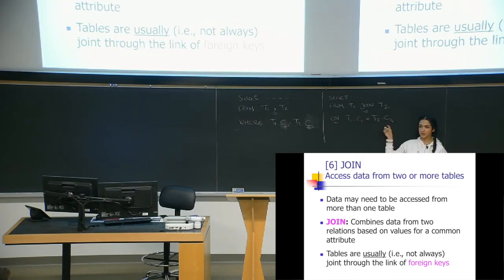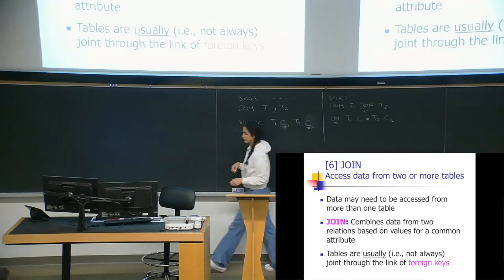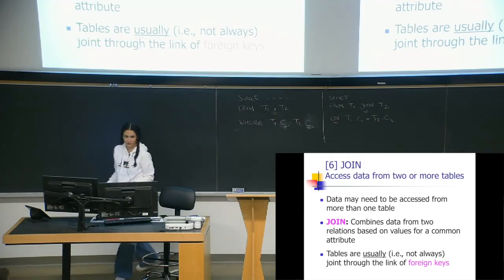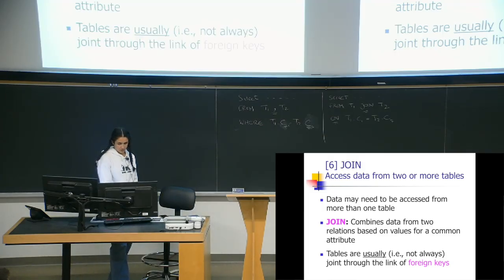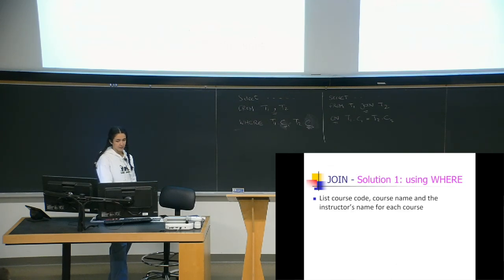Where C1, C2 could refer to primary key, foreign key, right? Or could refer to any other common attribute between these two tables. And then if you have other conditions, you can add. So as you see here, tables are usually, not always, joined through the link of foreign keys. And we've seen these examples.